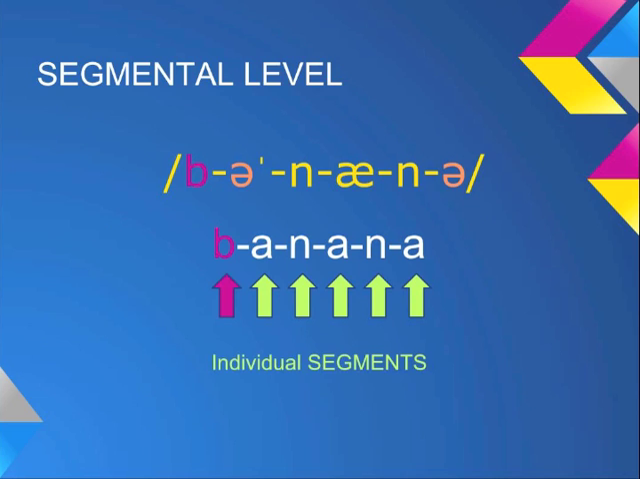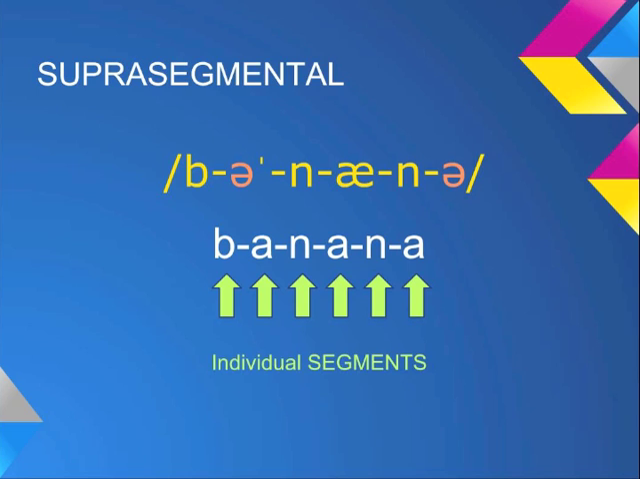Now first, we're going to demonstrate the segments of banana. So we are looking at the word at the segmental level. We're just looking at the actual phonemes that are present in the word. So let's follow along with the individual segments, with the consonants and the vowels. B, n, a, n.